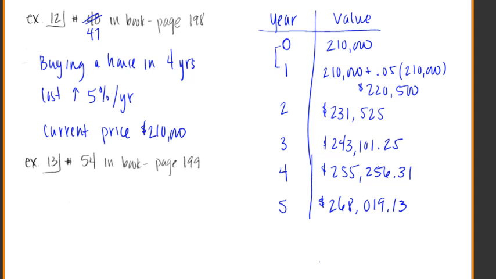We want to buy the house in 4 years. Okay, so right now, it's worth $210,000. After 1 year, it's $220,000. 2 years, $231,000. 3 years, $243,000, and then right there, 4 years. That's the answer to the question. So in 4 years, that same house is going to be worth $255,256. So roughly, the difference between the two over 4 years, it looks like you're going to have to pay an extra $45,000 more. Okay, let's go on to the next example.